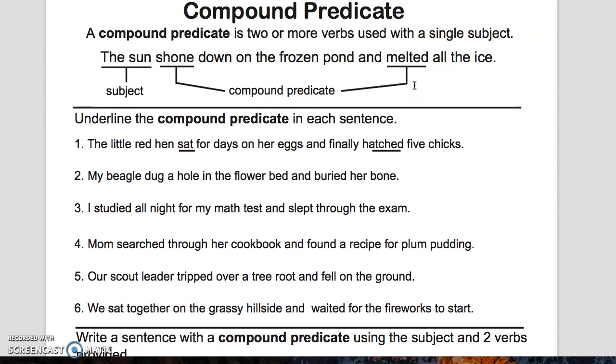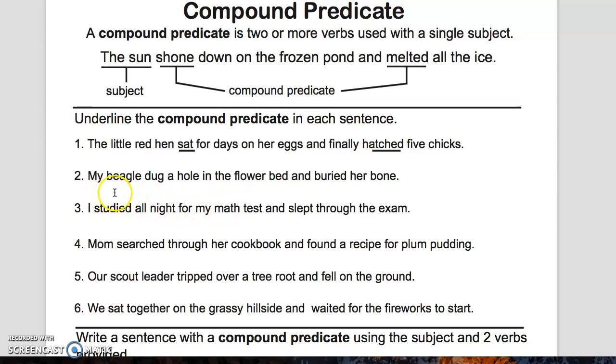So let's look down at the rest of our examples here. It says to underline the compound predicate in each sentence, and number 1 is done for us. The little red hen, right? That's the subject, the who or the what the sentence is about, sat for days on her eggs and finally hatched 5 chicks. So we underline or circle or write off to the side, sat and hatched.